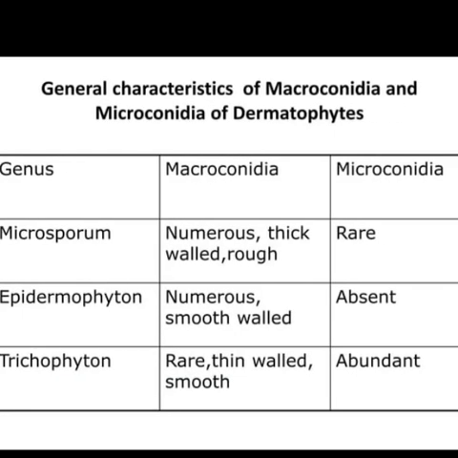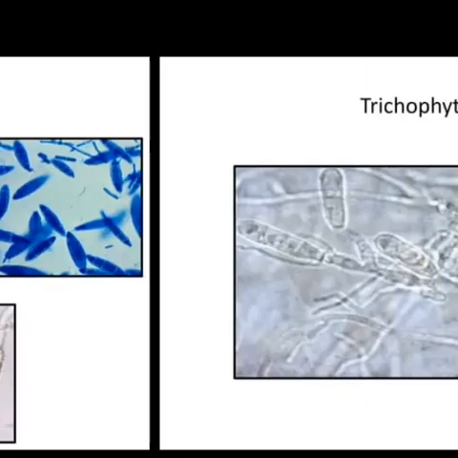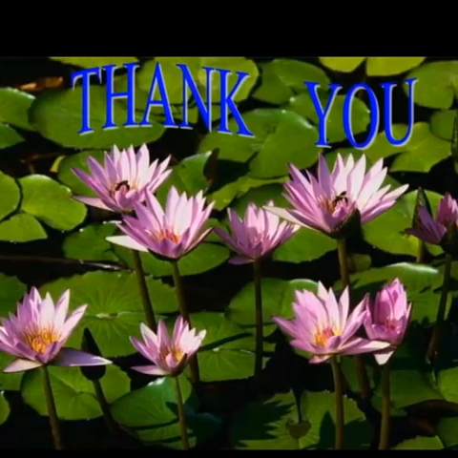Microsporum has numerous thick-walled macroconidia, and microconidia are rare. Epidermophyton has numerous smooth-walled macroconidia, and microconidia are absent. For Trichophyton, the macroconidia are rare, thin-walled and smooth, while the microconidia are abundant. Thank you.